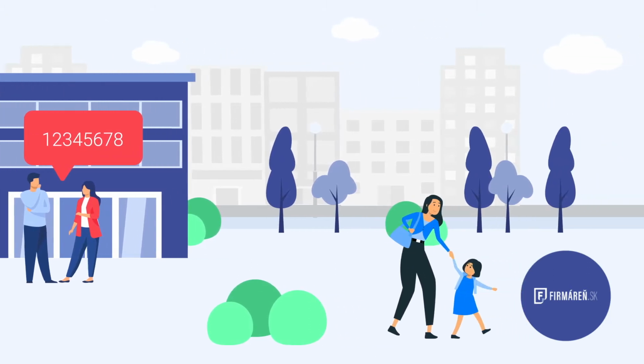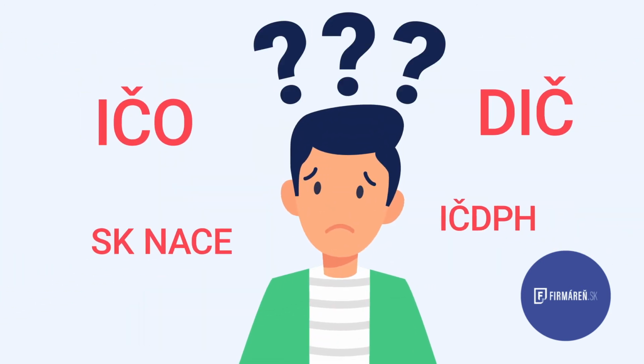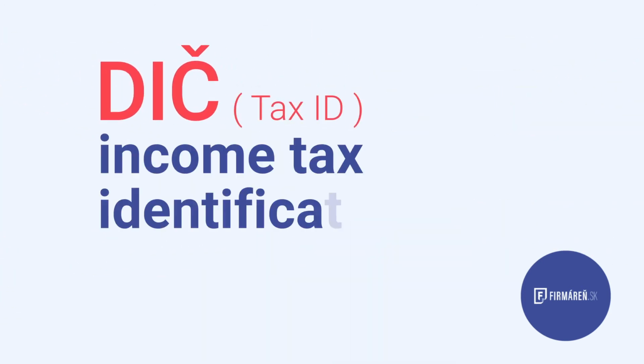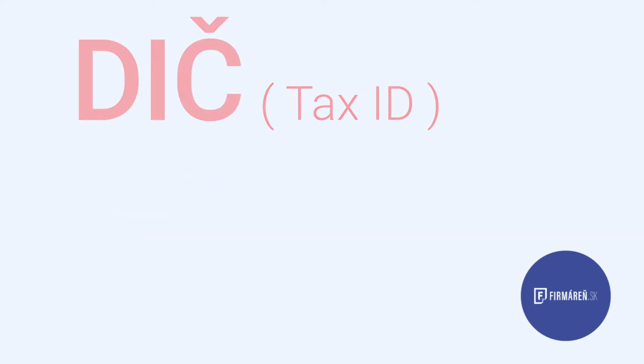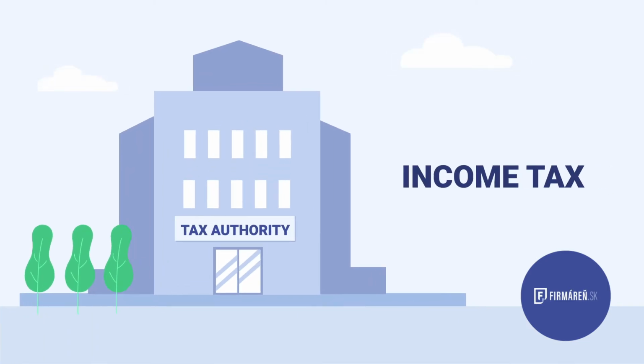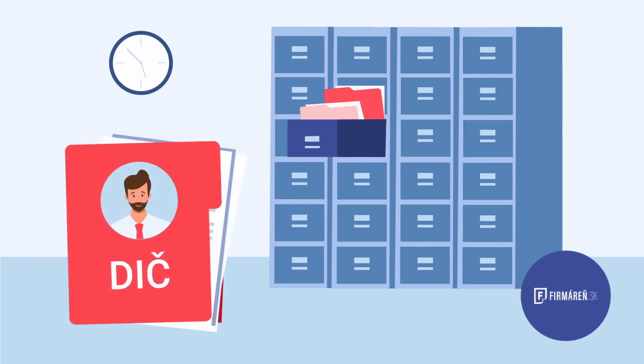On the other hand, ordinary people in the Slovak Republic don't have an ID number, as they use their birth certificate number, the identifier assigned by the state. DIC, or tax ID, is the income tax identification number. This only applies to income tax, not value-added tax. The tax authorities use this number to identify the entity, and it also shows that the person or the organization is registered for income tax.